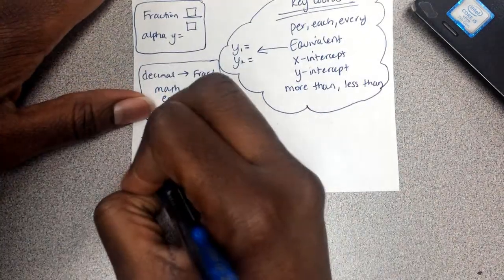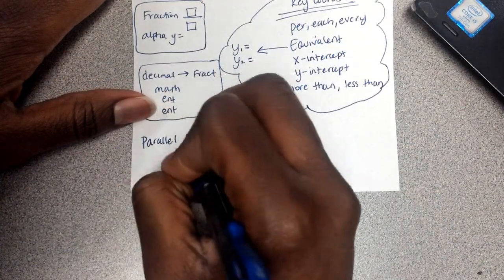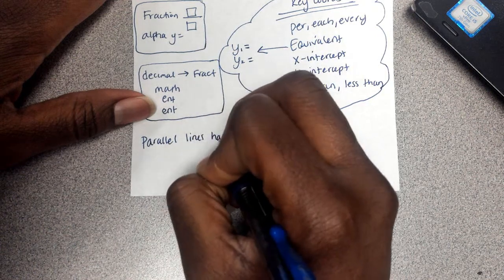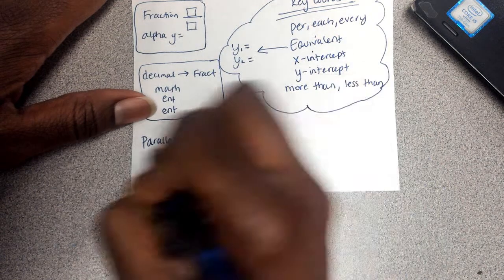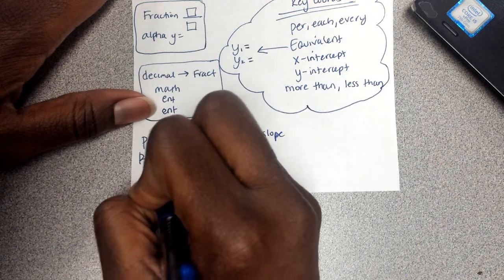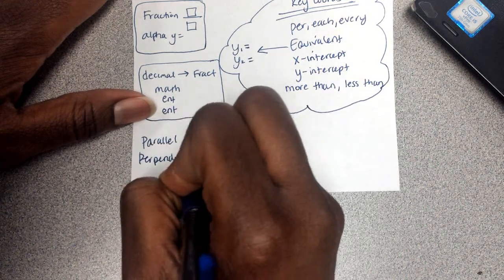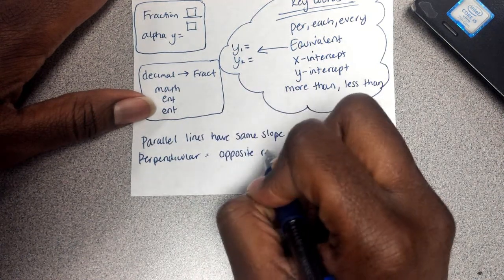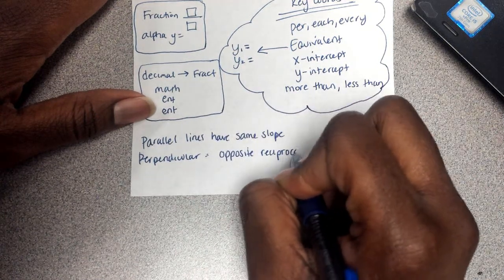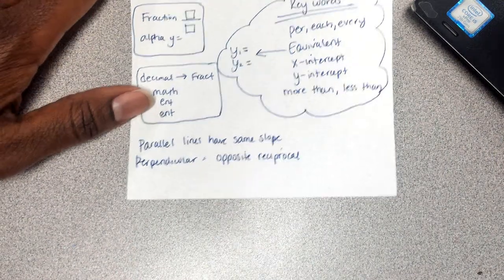Also, another thing we haven't really talked about: parallel lines have the same slope. If they're perpendicular, two things have to happen: opposite and flip, or opposite reciprocal. But there may not be very many of these on there at all.